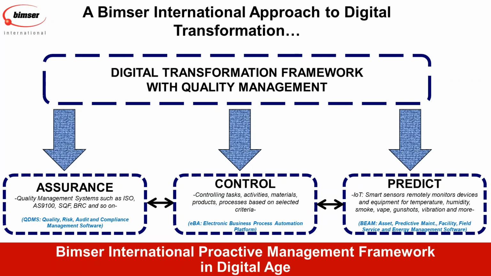Based on this framework that we put together as Bimser International, there are three parts you need to keep in mind. The first part is assurance, which is our quality management system in place. In this particular case, we are talking about ISO 22000. That is the system we follow, with documentation, policies, procedures, SSOPs, SOPs, as well as customer complaint management and audits. That is the blueprint of our system.